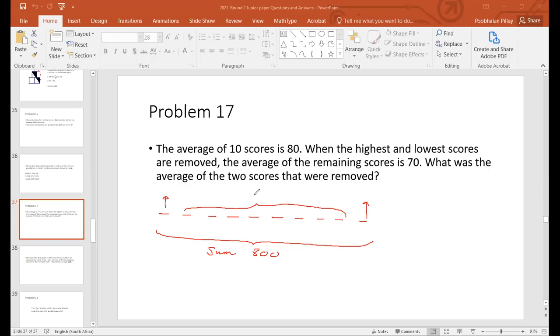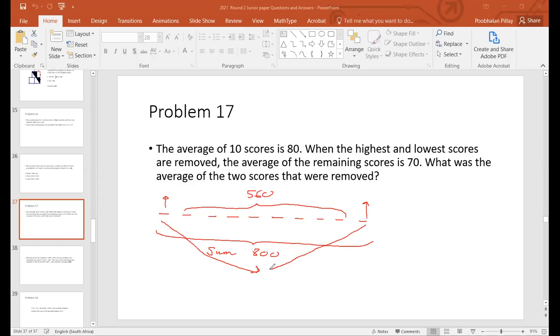Is it 560? The average of these numbers, there are 8 of them now. The average is 70. So what is their sum? 560. 70 times 8, right? So now we have a lot of information because we know what these numbers add up to. We know what a whole lot of them add up to. So we immediately know what the first and the last will add up to.